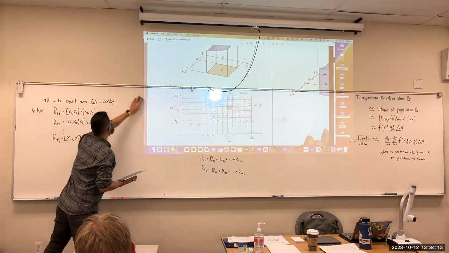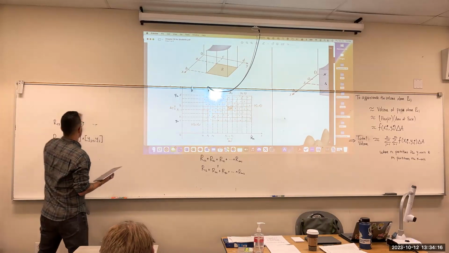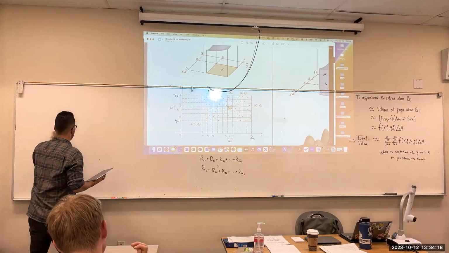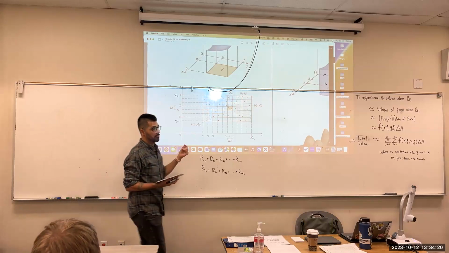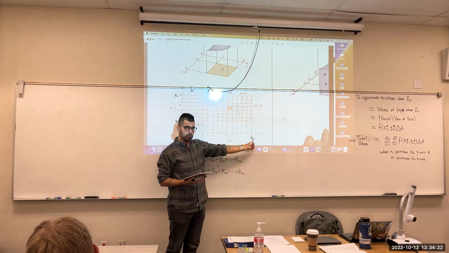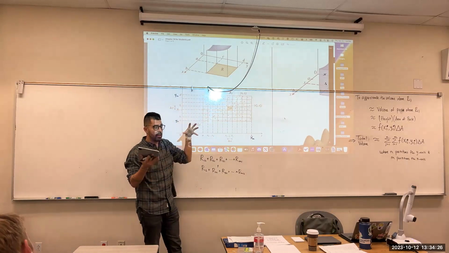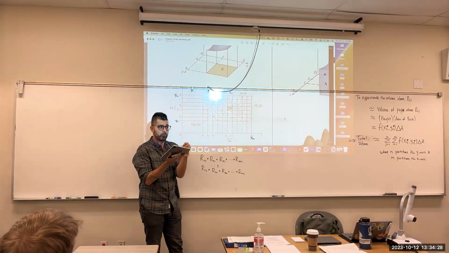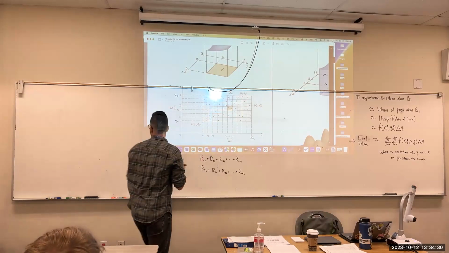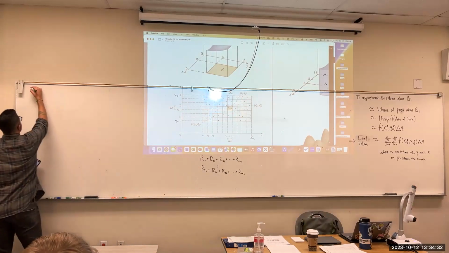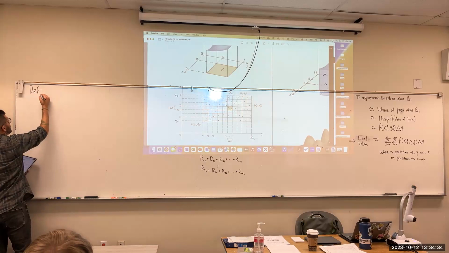So that approximates the total volume. So what are we going to do? We're going to take a limit as m goes to infinity and as n goes to infinity, so that you have an infinite number of subrectangles. Okay? And that's how we're going to define our integral.